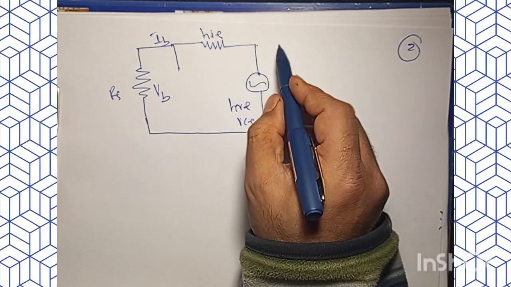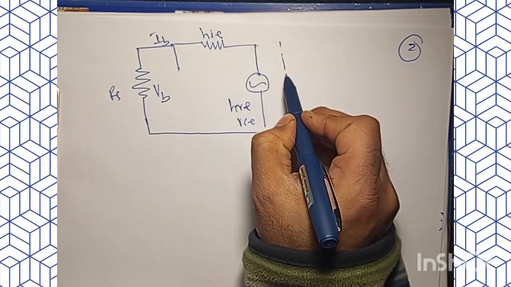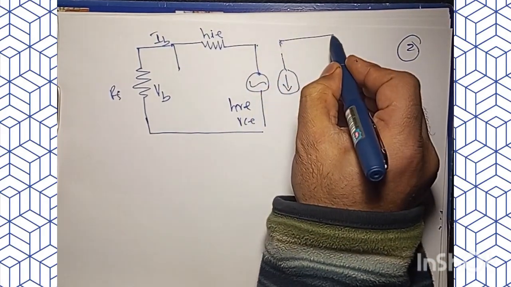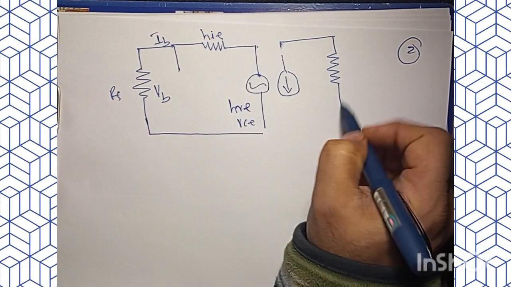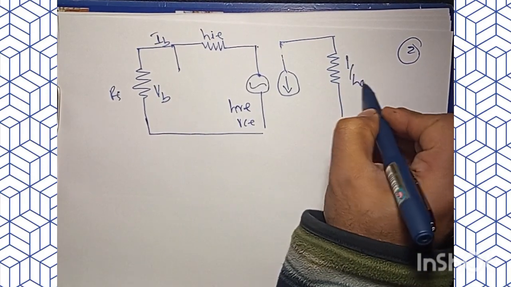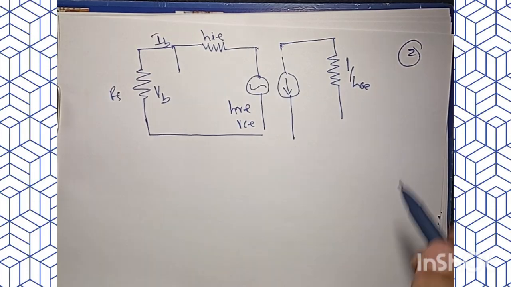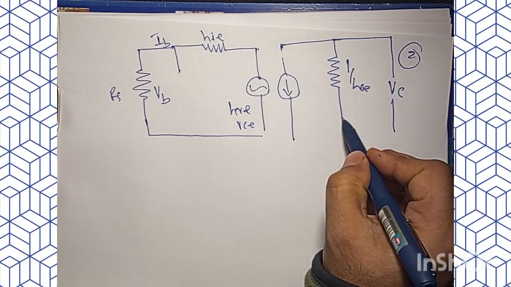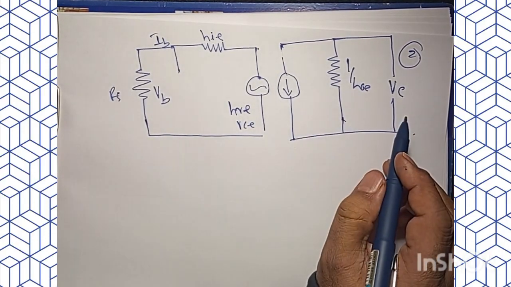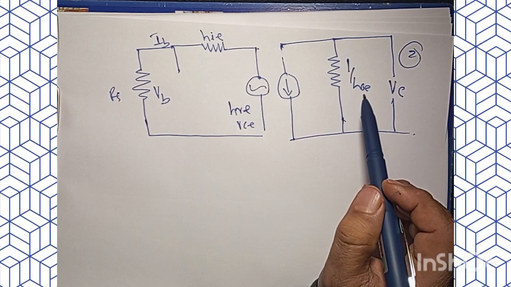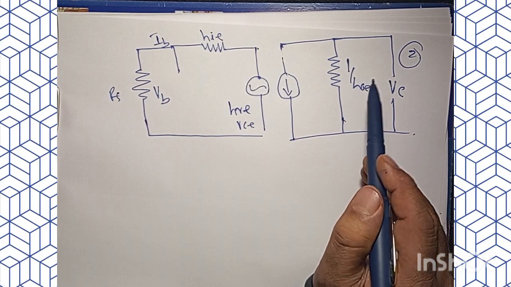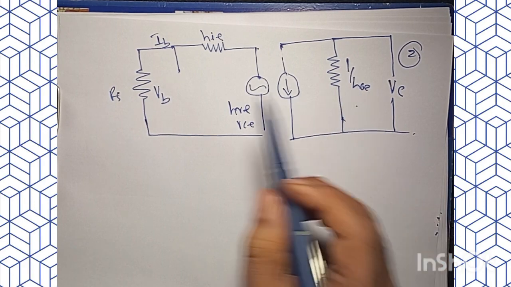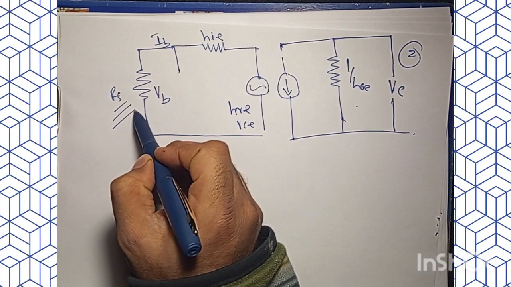Then I will have an output equivalent in terms of a current generator. Then I will have the admittance, that is 1 by HOE. And then here I will have the collector voltage. It should be like this. Now we can see in this circuit we don't have the load resistance, and instead of the load resistance we have the resistance of the source.